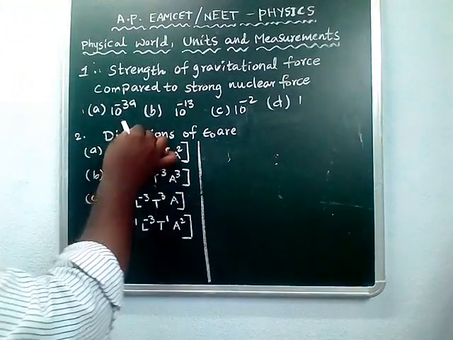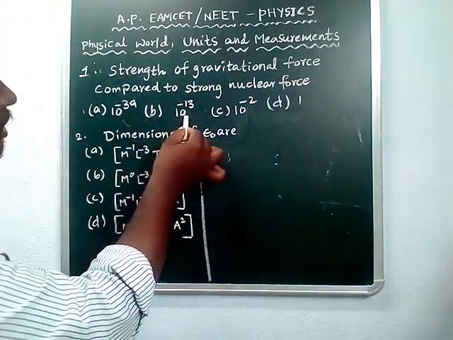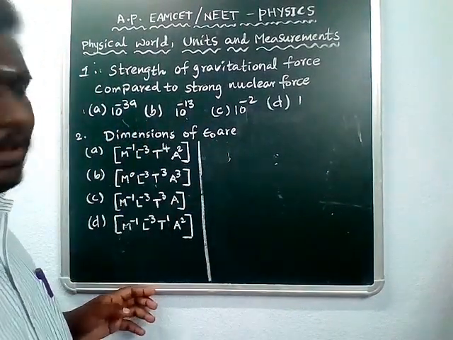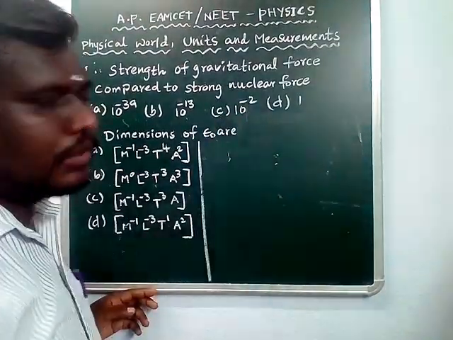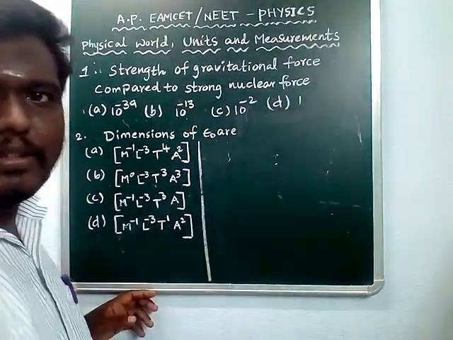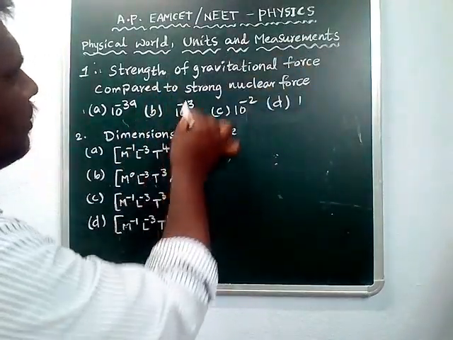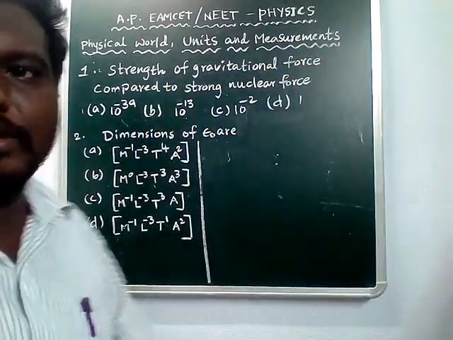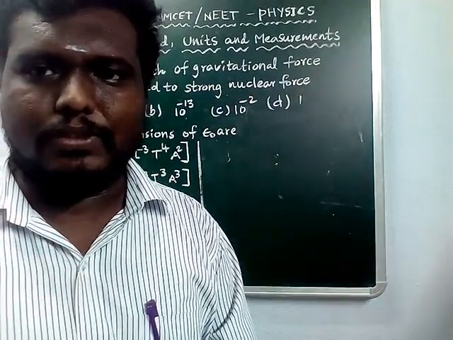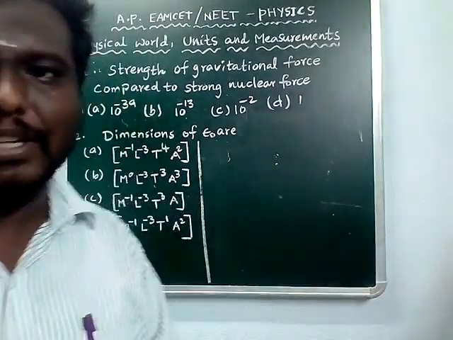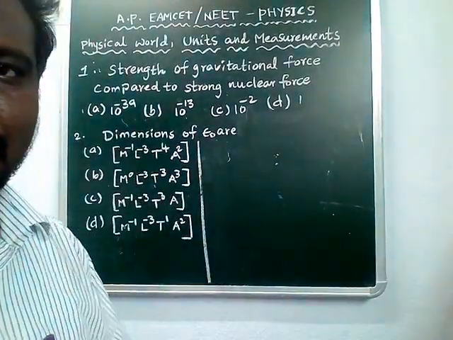Option A is 10 power minus 39, option B is 10 power minus 13, option C is 10 power minus 2, and option D is 1. Understand? Once again, the strength of gravitational force compared to strong nuclear force. Forces in the universe are generally classified into four types. Already you know that, right?